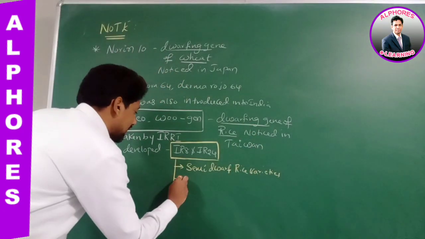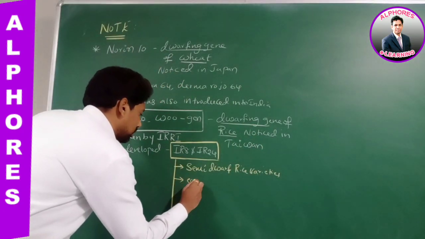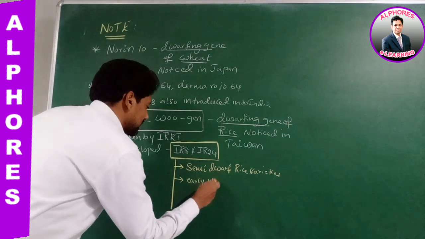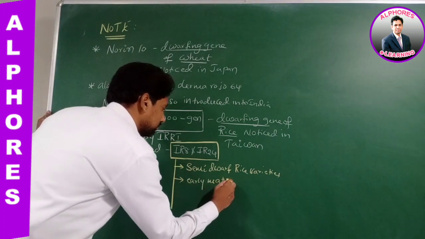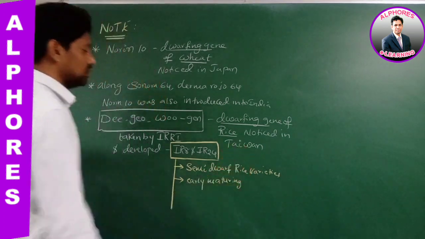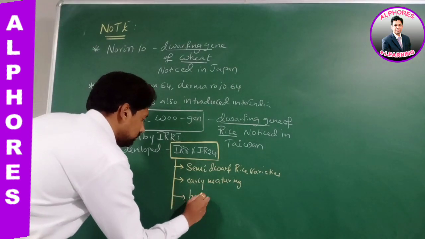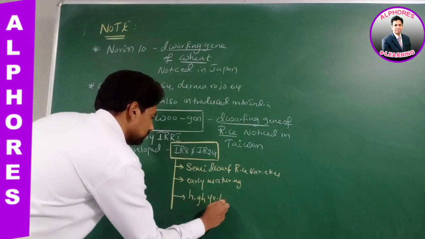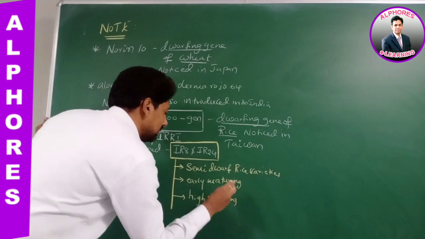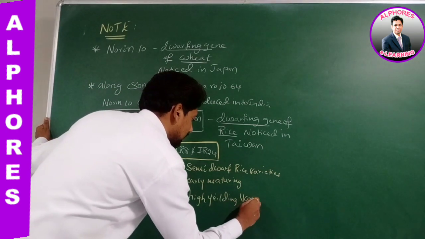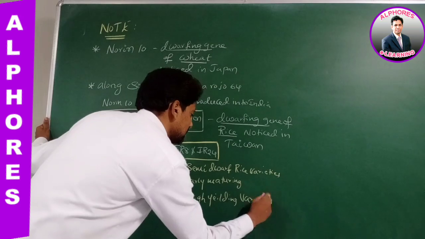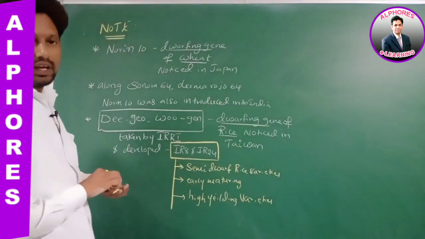They have early maturation. Therefore, they are early maturing varieties. They are high yielding varieties. Are these statements okay? Right.